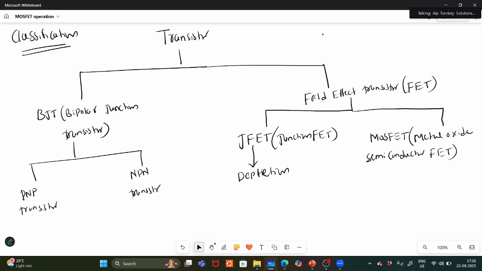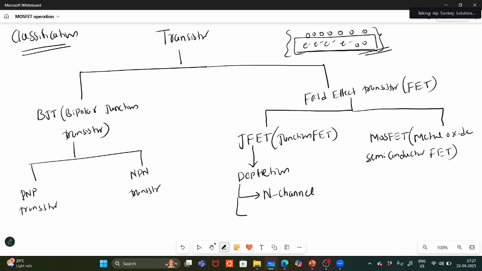Suppose you take a pipe, in which water will flow. The pipe is the channel. Like that, a channel is a thin layer in which either electrons or holes move. It's a medium in which the charge carriers move. So a channel that already exists is the depletion type. The depletion type JFET again has two types: N channel and P channel.